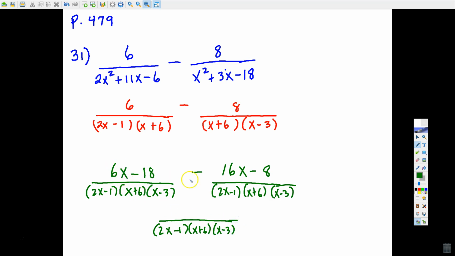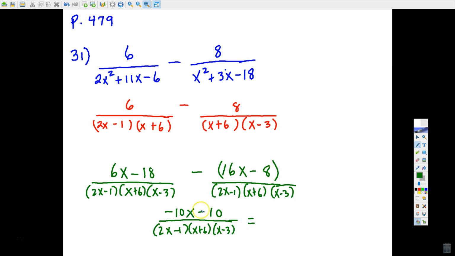So 6x minus 16x is -10x. And -18 minus -8, remember, you've got to be careful with subtraction. You're subtracting both of these terms, and subtracting a negative really means to add. So -18 plus 8 is -10.